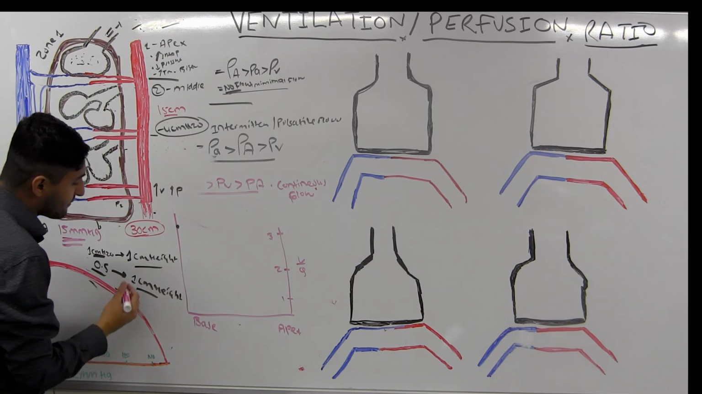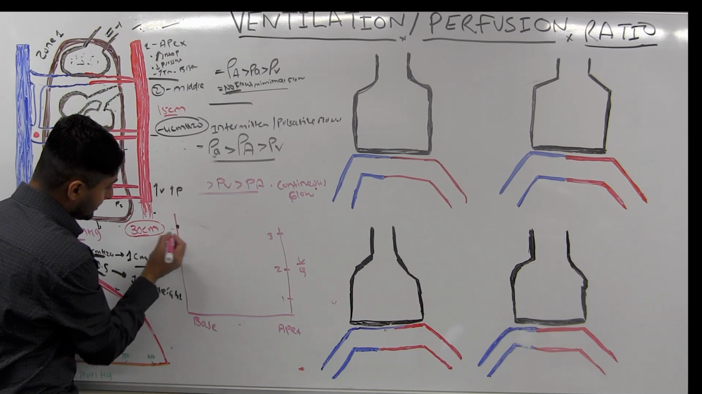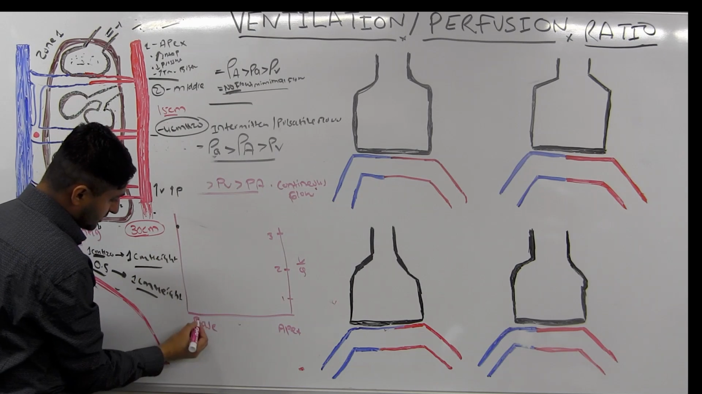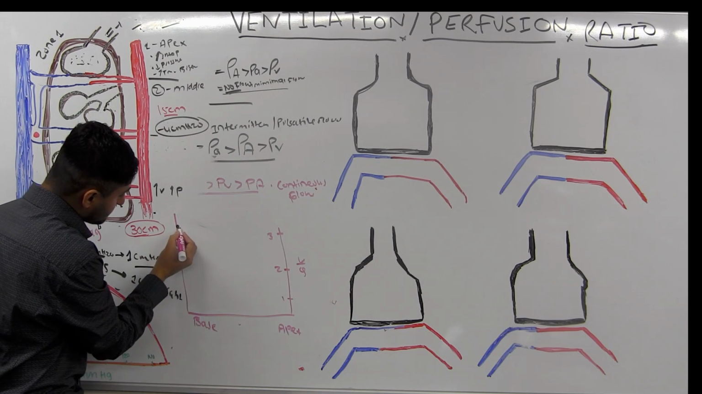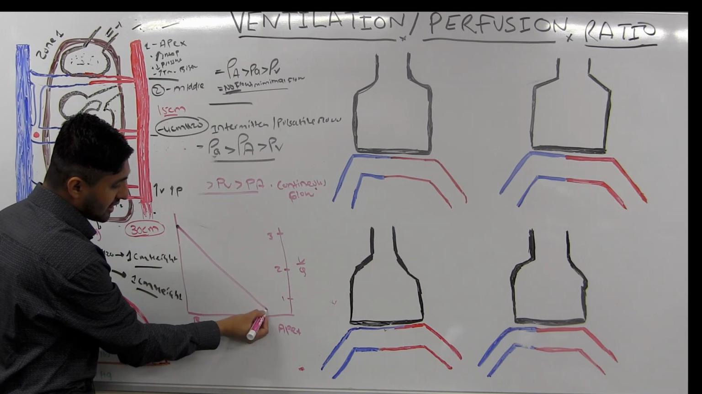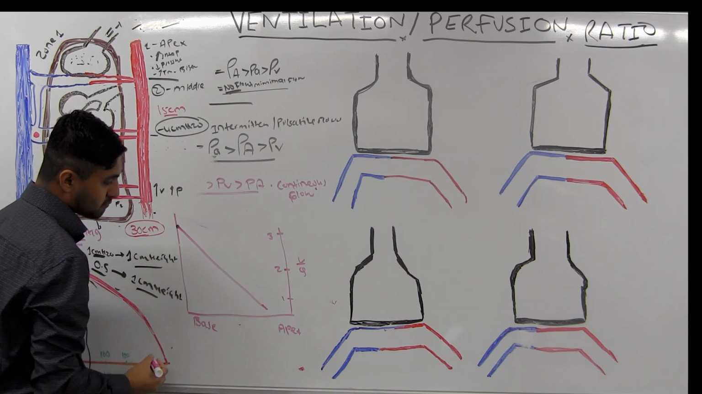So if I make a graph of perfusion going from base to apex, at the base you're going to have a really high, rapid perfusion.